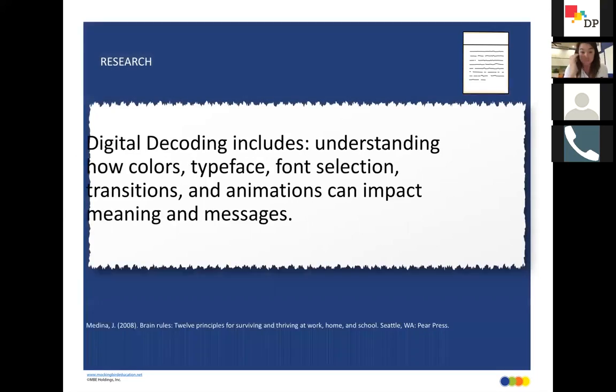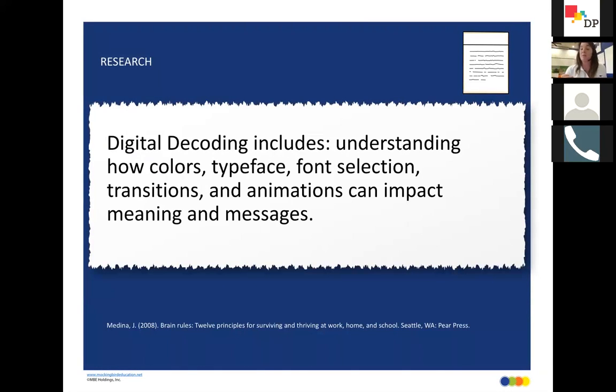Decoding includes, this is really funny, when I saw this, I have a story to share, understanding how colors, how typeface, how font selection, transitions, and animations can impact meaning and messages. I have two really great examples about this.